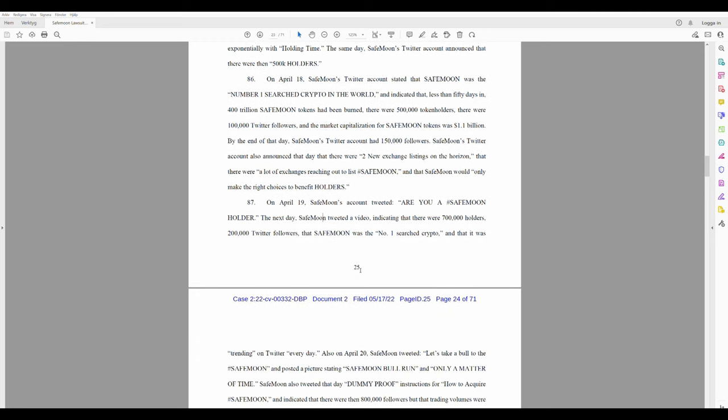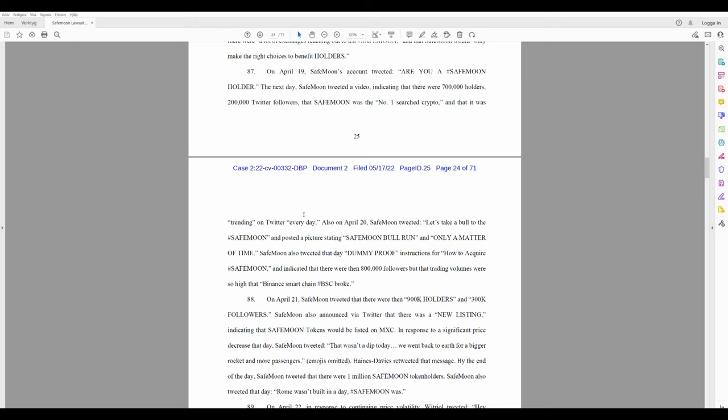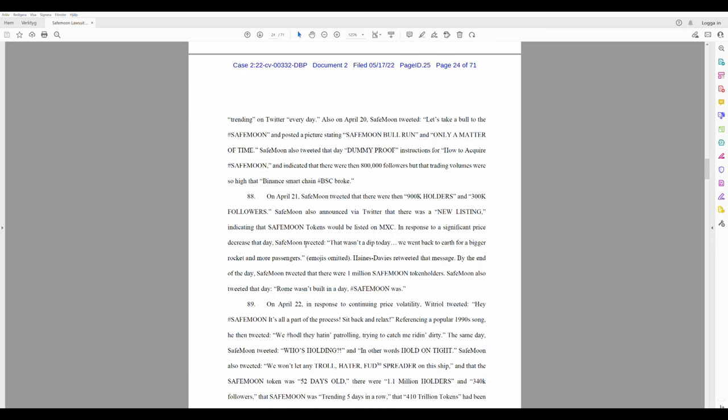The next day, Safemoon tweeted a video indicating that there were 700,000 holders, 200,000 Twitter followers, that Safemoon was the number one searched crypto, and that it was trending on Twitter every day. Also on April 20, Safemoon tweeted, "Let's take a bull run," and posted a picture stating Safemoon bull run, only a matter of time. Safemoon also tweeted that day, "Dummy proof instructions for how to acquire Safemoon," and indicated that there were then 800,000 holders, but that trading volumes were so high that Binance Smart Chain broke.